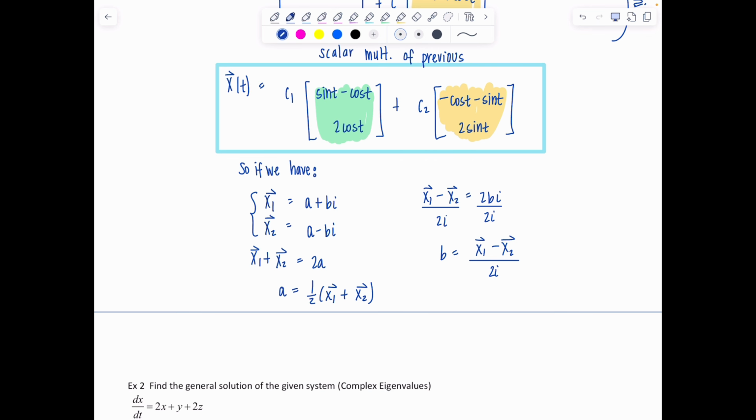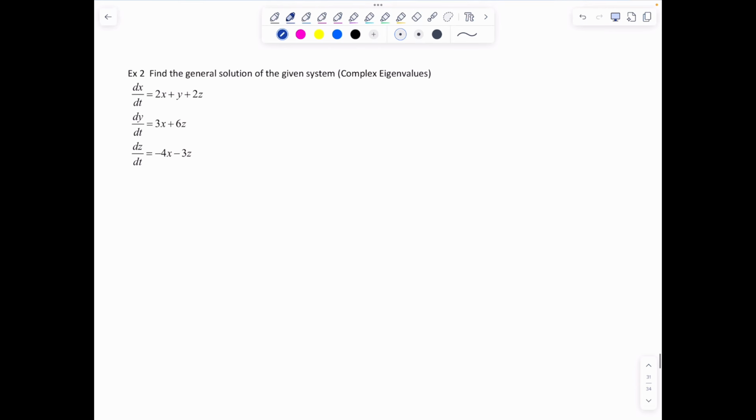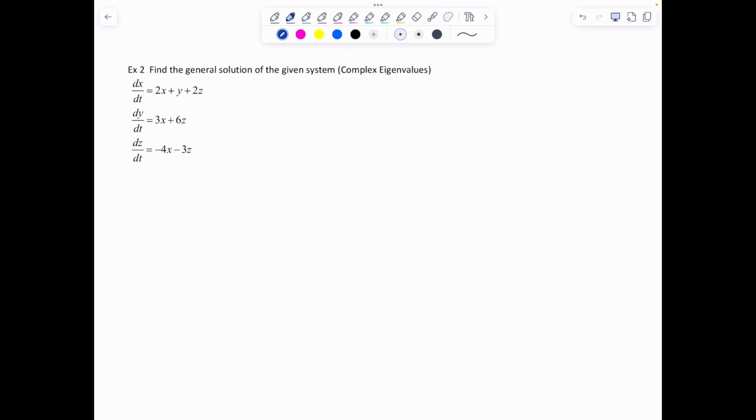Okay, so find the general solution of the given system. I probably won't tell you on the test, though. They're complex, okay? So we have x prime equals the matrix 2, 1, 2, 3, 0, 6, negative 4, 0, negative 3. Oh, thank you.